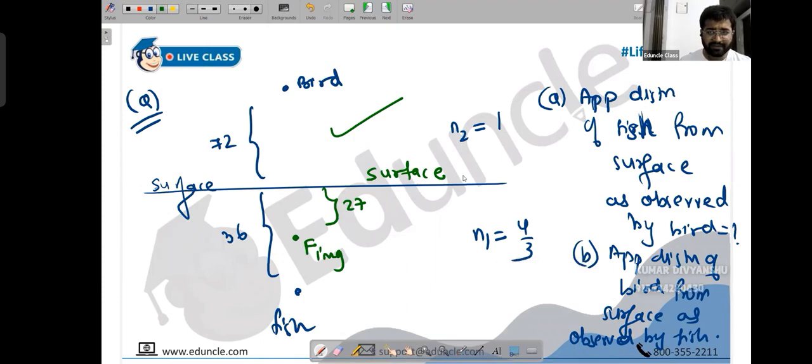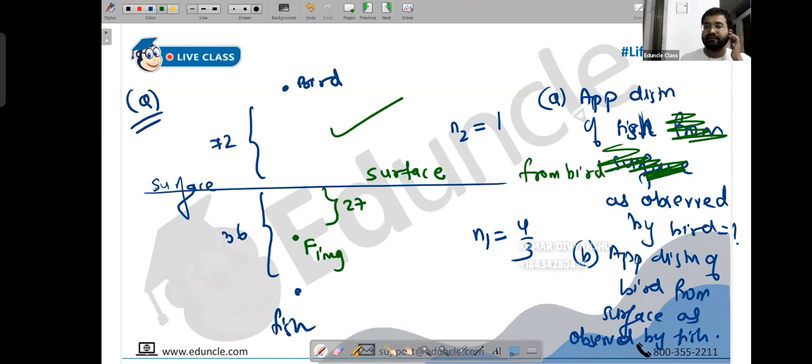Man, this doesn't make sense. Just a minute. So answer is 27 then. From surface, it doesn't make sense. See, these are the questions I randomly created. Okay? So from surface it is 27. I'll just write apparent distance of fish from bird. I want to add this, from bird. Apparent distance of fish from bird as observed by bird.